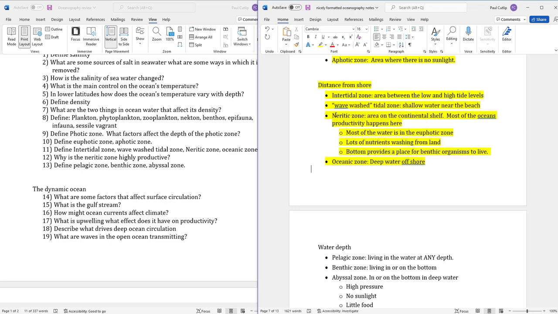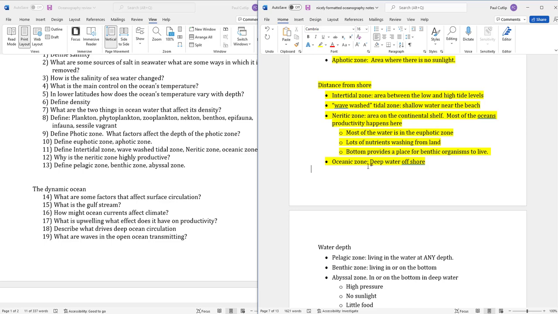And so the intertidal zone is just a zone between the high tide line and the low tide line, right? So it's not even underwater the whole time. The wave wash tidal zone is that zone right at the beach, right? When you go swimming, you're in the wave wash tidal zone. Go out from shore a little bit, and you're in the neritic zone. This is where you want to be in the oceans, right? The neritic zone is pretty near shore, and we'll talk more about this, but this is the highly, highly biologically productive zone.